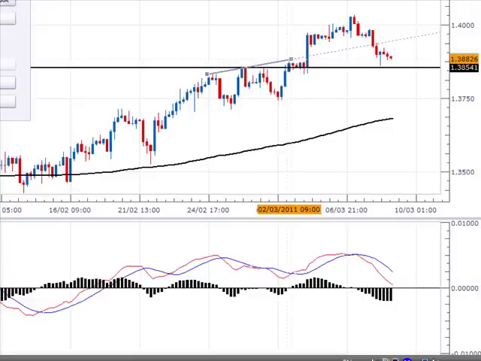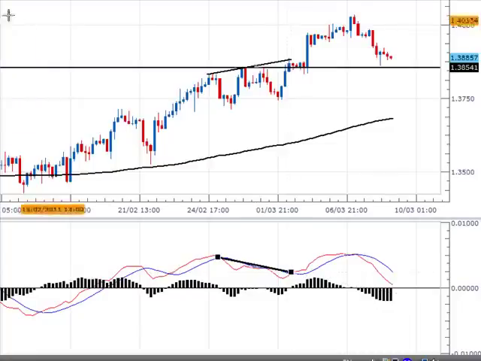Let me draw this first. While the MACD made a lower high, sorry, you see that the price actually pushed upward again and created a higher high. And at this time, you can see that the MACD also created a higher high. And this will then invalidate the negative MACD divergence that I talked about last week.